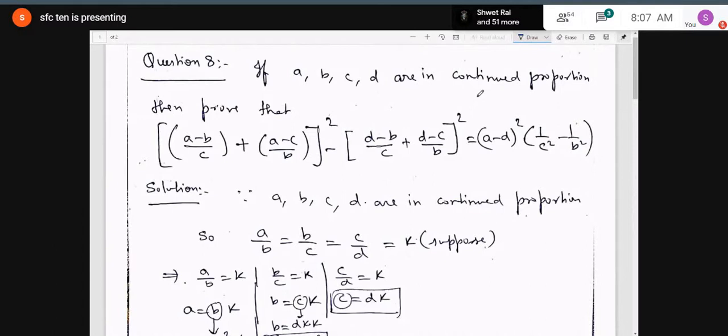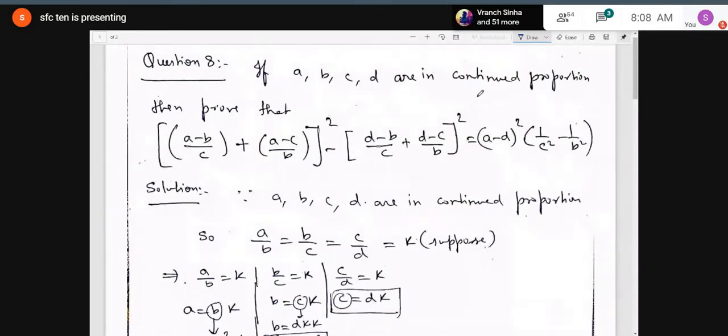So, in question number 8, A, B, C, D are in continued proportion, then prove that, and it is already given what you have to prove: (A minus B upon C plus A minus C upon B) whole square minus (D minus B upon C plus D minus C upon B) whole square is equal to (A minus B) whole square into (1 upon C square minus 1 upon B square).